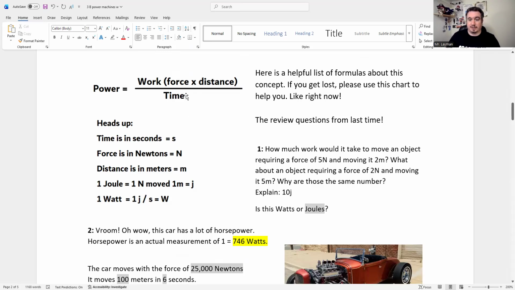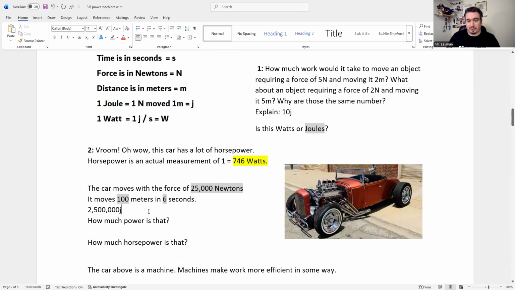So I've got my time down here over 6 seconds. So I would divide by 6 seconds, which equals, I did the math earlier, 416,000 watts. Okay, but how much horsepower is that? Because if we're measuring this in a car, we're talking about horsepower, and cars are sold like, oh, this car has really good horsepower. Okay, well, how much is it? So in this case, I'd want to find out the horsepower.